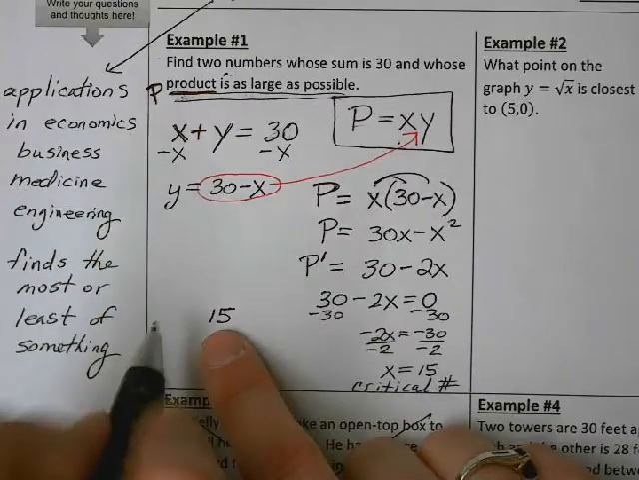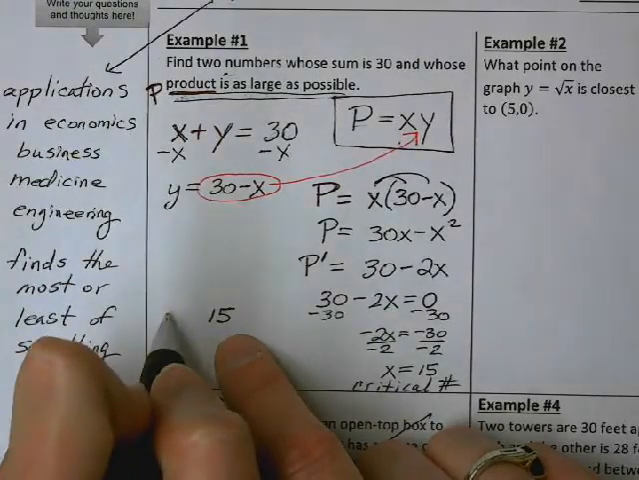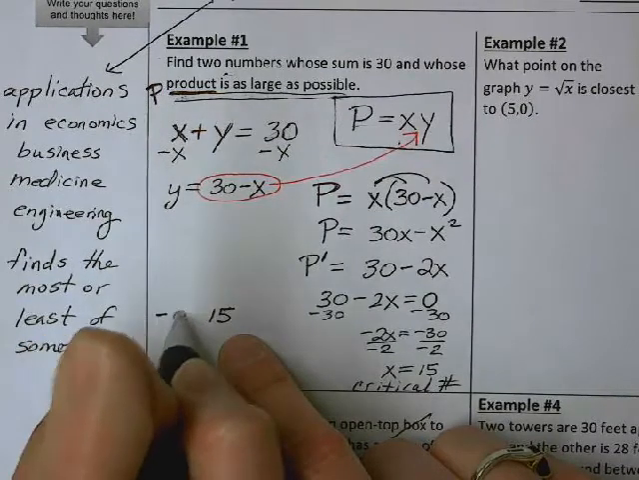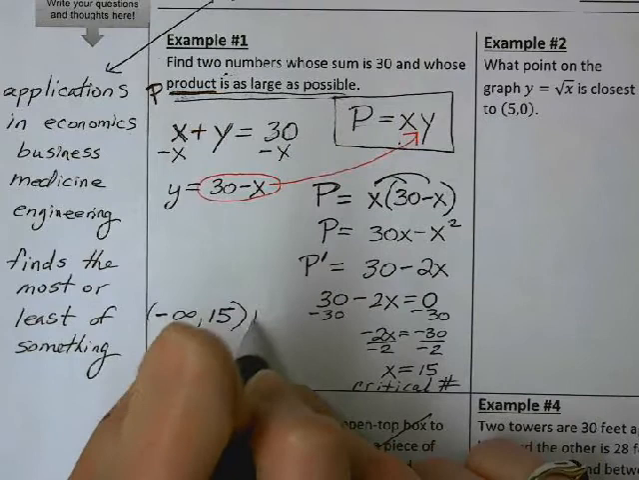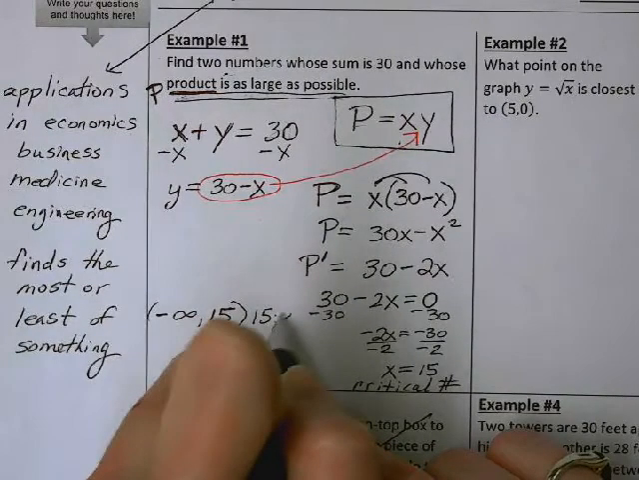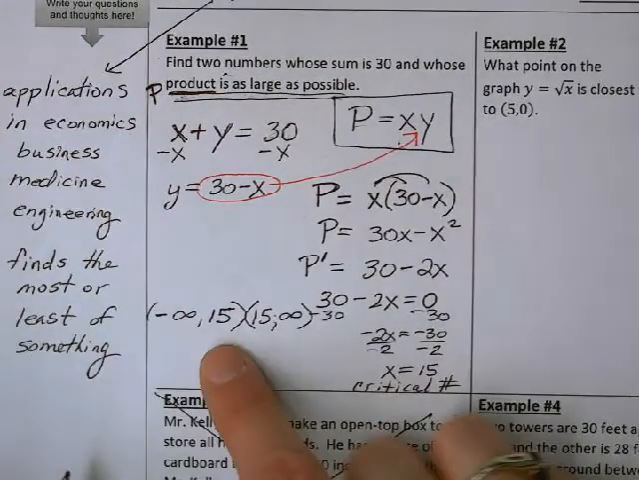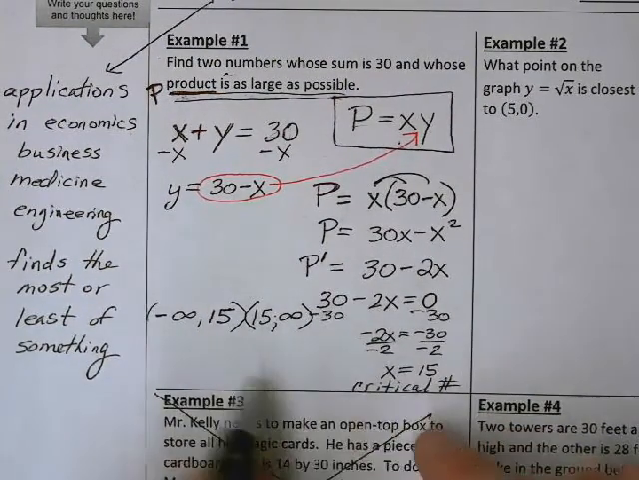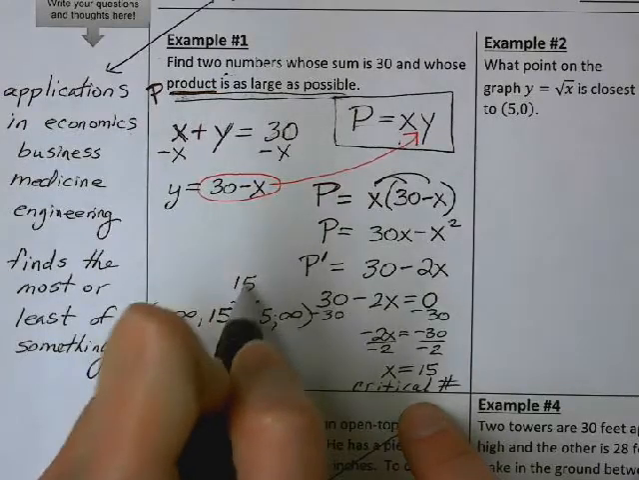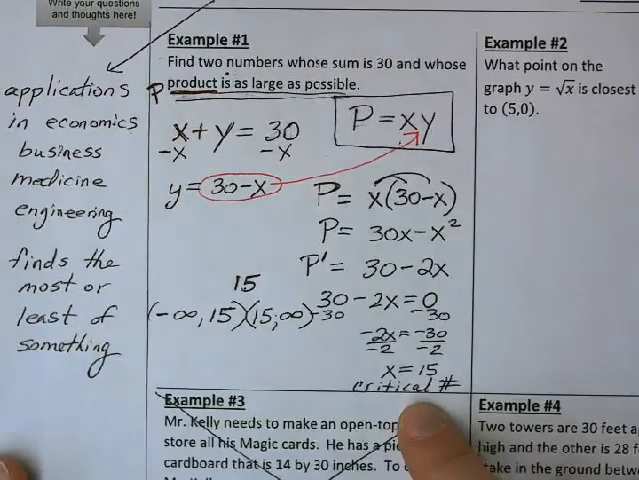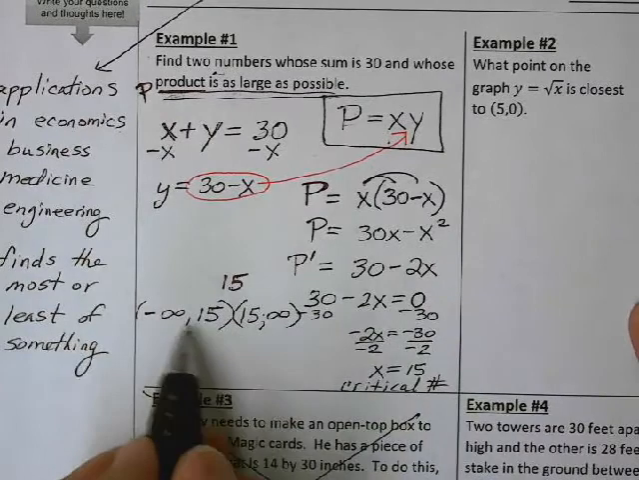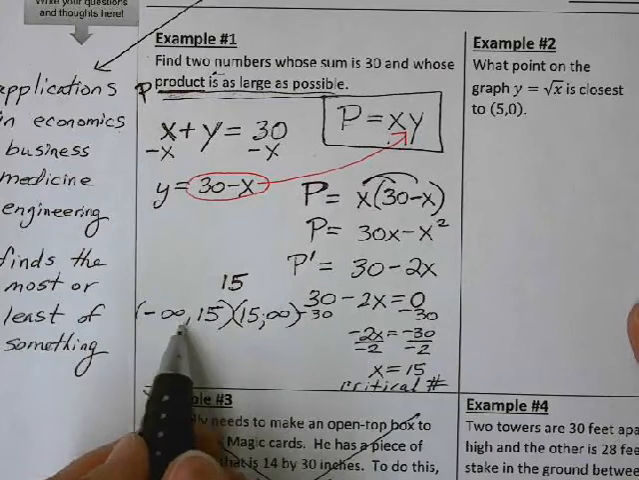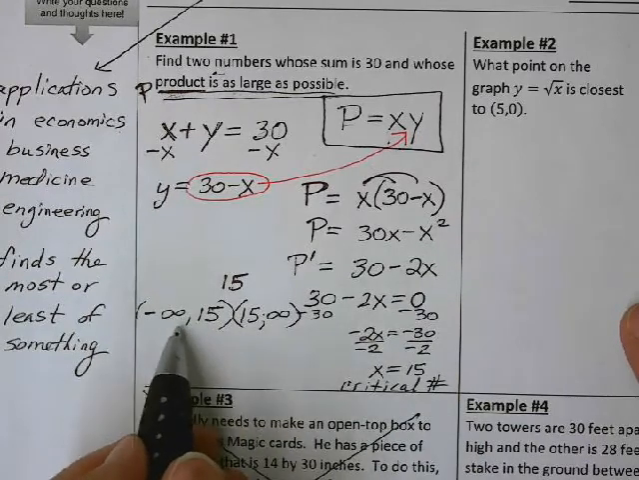So we want to test numbers from negative infinity to 15, and 15 to infinity, and figure out where our graph's increasing or decreasing and see if this critical number 15, what it is. Is it a maximum or a minimum? Well, let's pick a number lower than 15. What's something easy that's lower than 15?